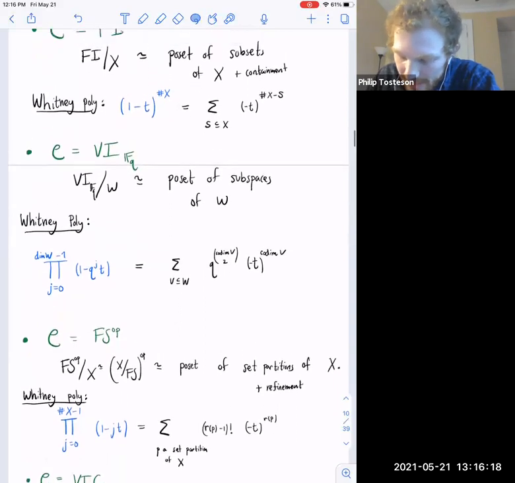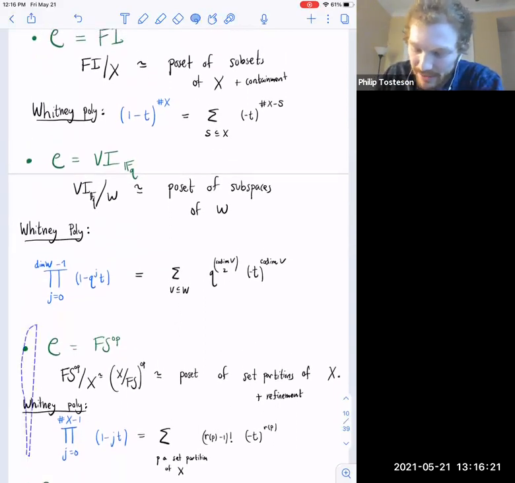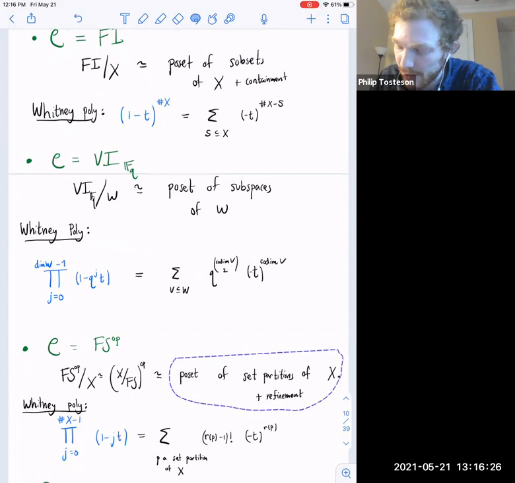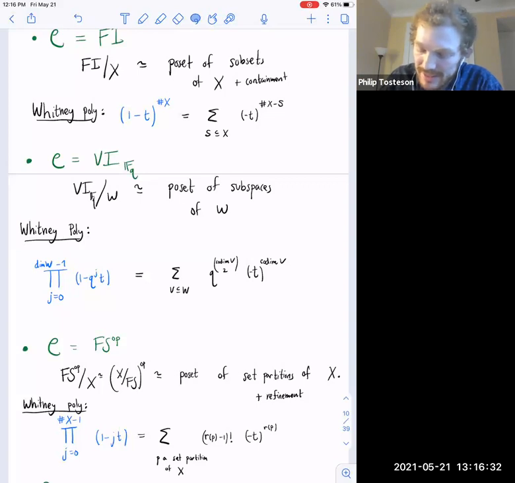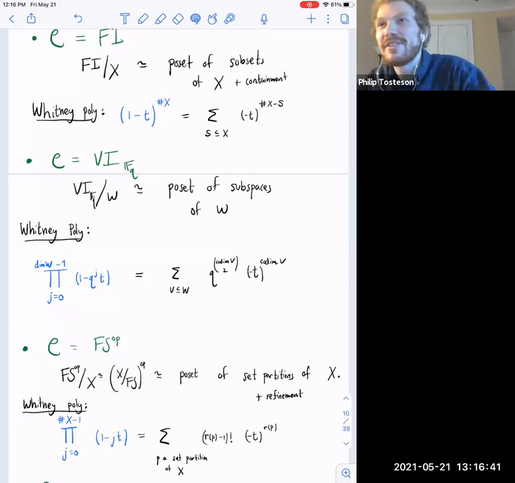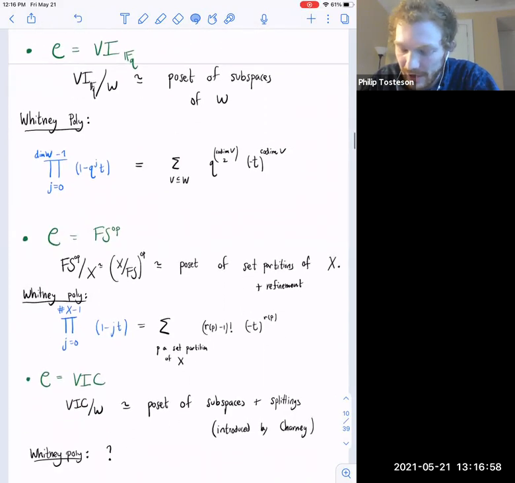And the third case is the case of FS^op. In the case of FS^op, the poset that you get is the poset of set partitions of X, ordered by refinement. And the Whitney polynomial is exactly the product from j equals 0 to the size of X minus 1 of (1 minus jt). So obviously this is suggestive, the fact that from these Whitney polynomials we're getting these denominators that had been obtained for the Hilbert series, and so you want to find an explanation for this.